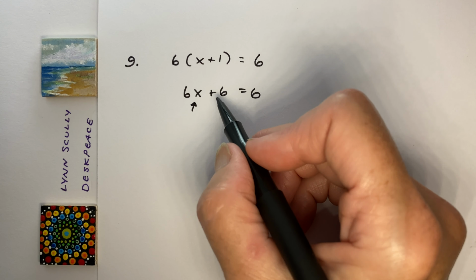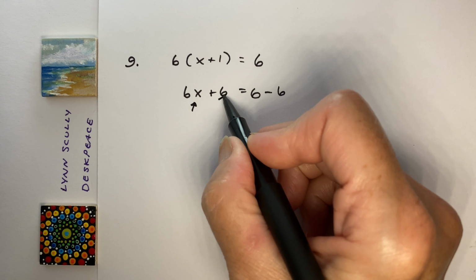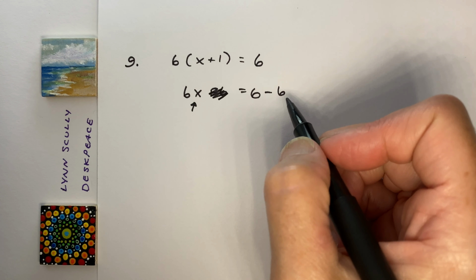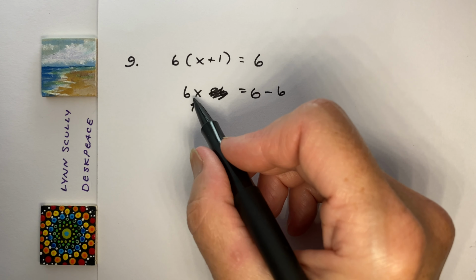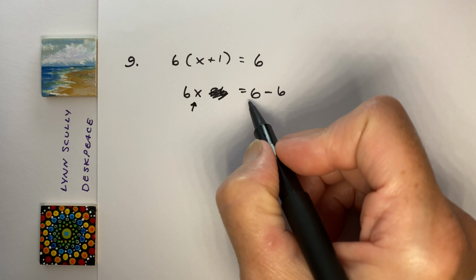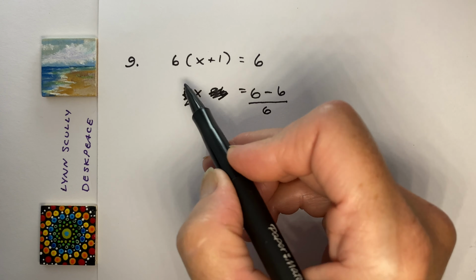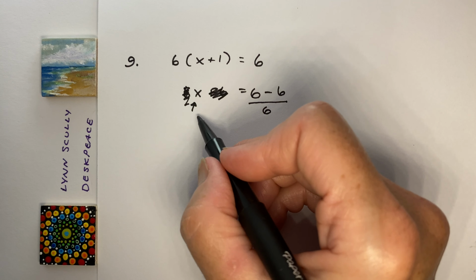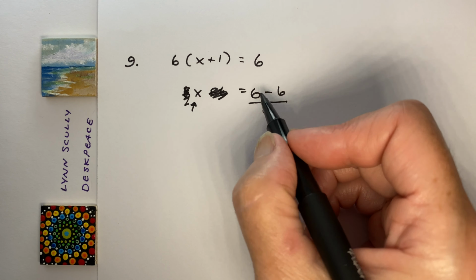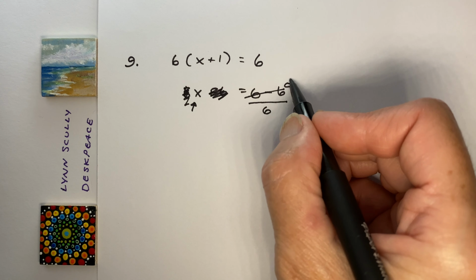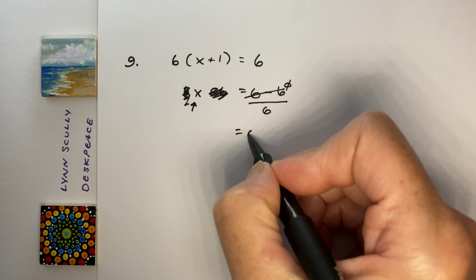This 6 is attached by addition. Move it by subtraction to the other side of the equal sign. And now this 6 is attached to the x by multiplication. Move it by division, its undoing partner, to the other side of the equal sign, and I'm done. My x is alone. I'll clean this up. 6 minus 6 is 0. 0 over 6 is still 0.